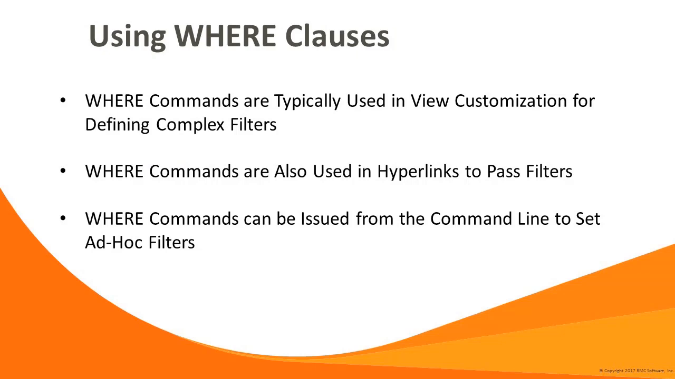Where clauses are typically used in view customization to define complex filters for the data. Where clauses are often used to pass parameters when using hyperlinks. Where can be used as a command to define ad hoc complex filters for a view, although this is uncommon. Q-where clauses are defined in the same manner as where clauses. The difference is, where clauses are applied to the view form in the display session, whereas Q-where applies the filter to the query. Q-where clauses should be used for summarized views.